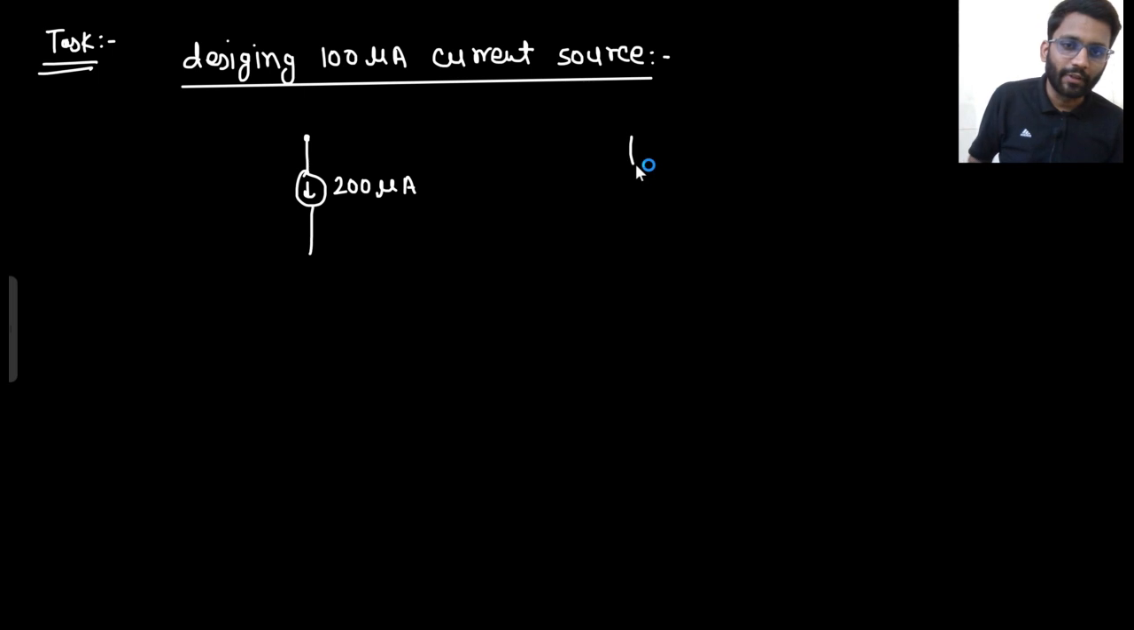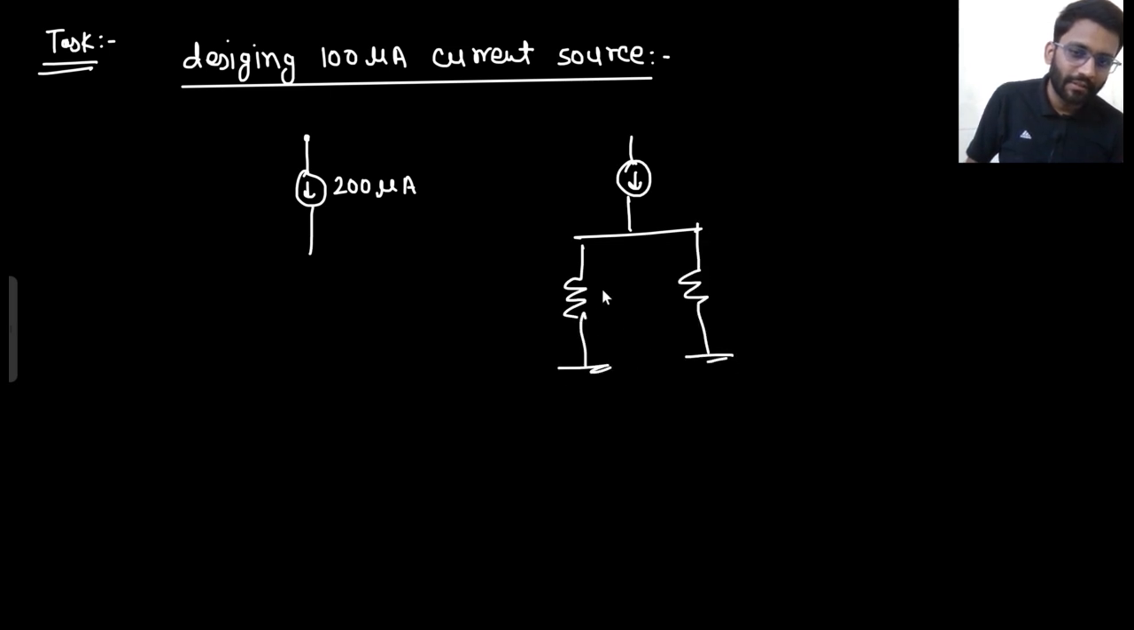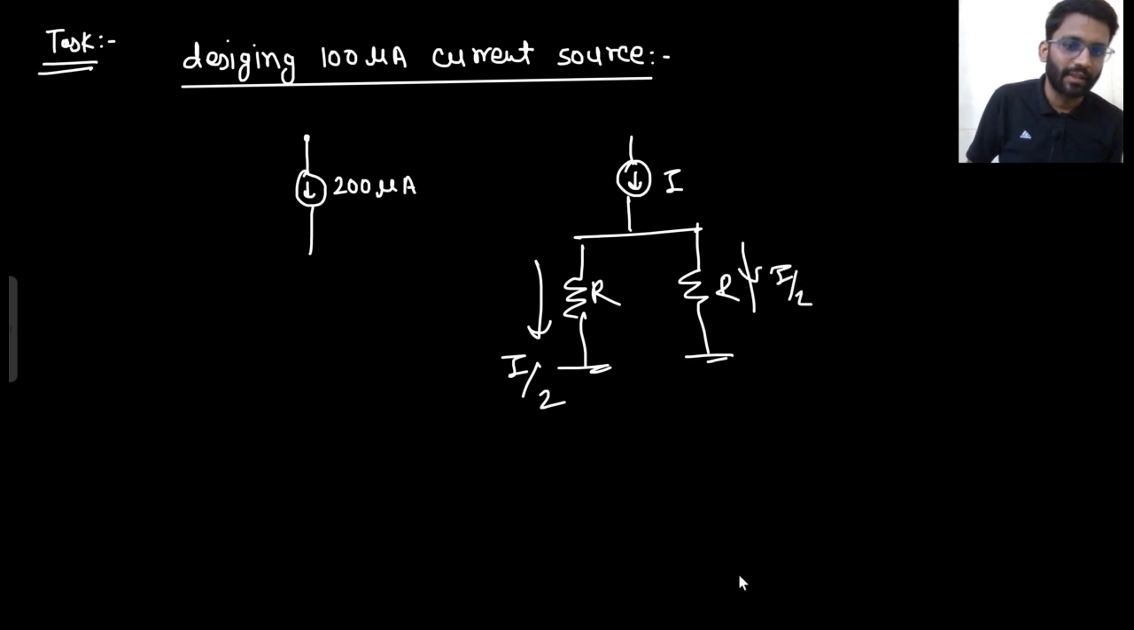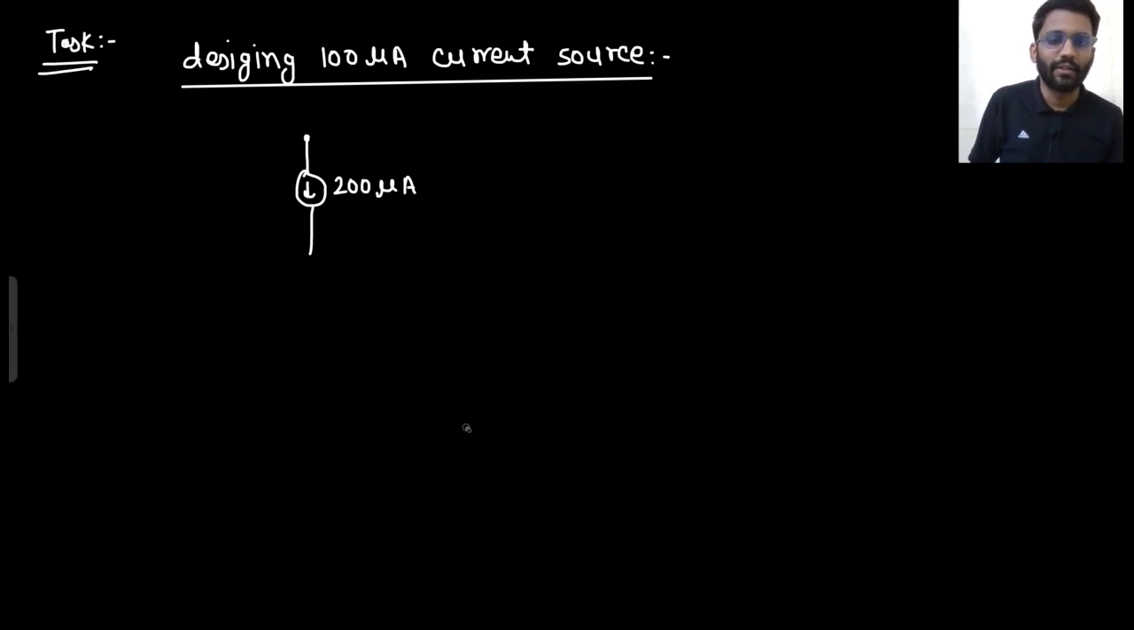If there is current I flowing, I pass it through two equal resistances. This is resistance R, this is resistance R, this is I current. What will be the current in this one? I by 2. What will be the current in this one? I by 2. The same thing we are going to do here. 200 microampere current you are having.